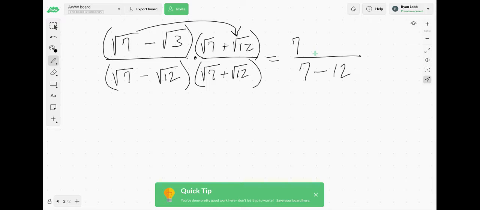The square root of 7 times the square root of 12. That's positive square root of 84, or 7 times 12. So sometimes we might want to just leave it before we simplify as that, right? Square root of 7 times the square root of 12 is the square root of 7 times 12. Then we have minus root 3 times positive root 7. So that's minus the square root of 3 times 7. And then lastly, we have the square root of 3 times the square root of 12. So that's going to be minus the square root of 3 times 12.